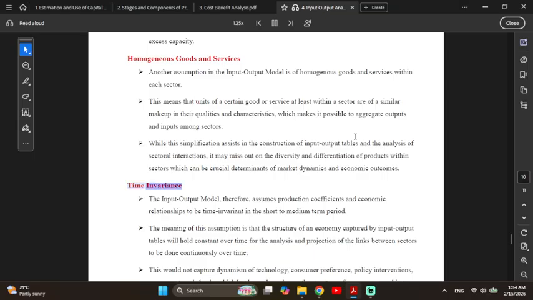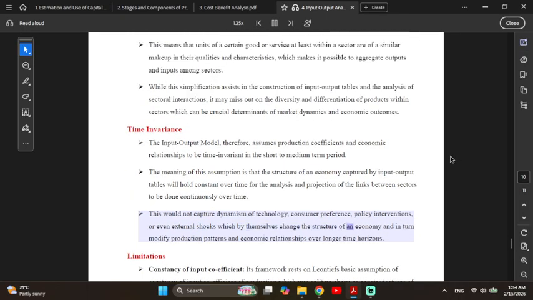Time invariance. The input-output model, therefore, assumes production coefficients and economic relationships to be time invariant in the short to medium-term period. The meaning of this assumption is that the structure of an economy captured by input-output tables will hold constant over time, for the analysis and projection of the links between sectors to be done continuously over time. This would not capture the dynamism of technology, consumer preference, policy interventions, or even external shocks, which by themselves change the structure of an economy and in turn modify production patterns and economic relationships over longer time horizons.